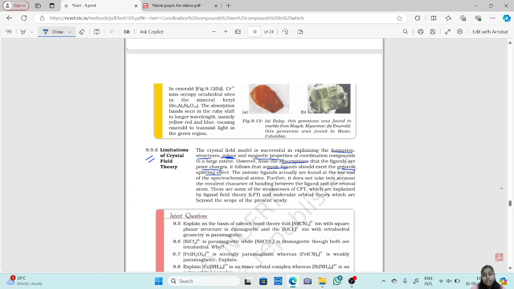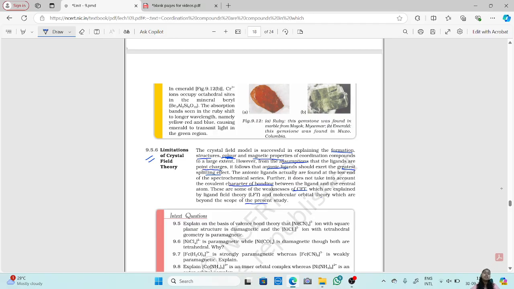Further, it does not take into account the covalent character of the bonding between the ligand and the central atom. So there is covalent bonding between the ligand and the central atom, right? But that covalent bonding character is not explained by the crystal field theory. Now, these are some of the weaknesses of CFT, which are explained by ligand field theory and molecular orbital theory, which are beyond the scope of the present study.